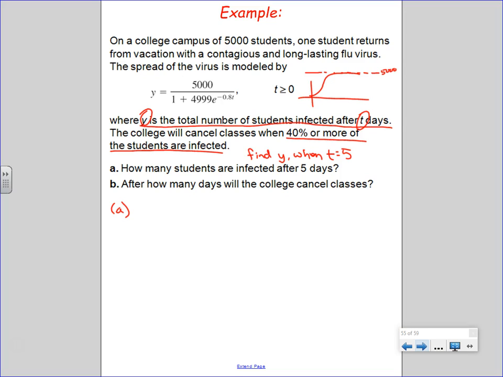Hold on. What's going on for B then? After how many days, find T, will the college cancel classes? When? Hold on, this is kind of hard. How many kids are sick if the college is canceling classes? 40%. So Y has to equal 40% of 5,000. Plug it in. Kiddos, when you get to homework and there are words, read it, match the clues with variables, plug and chug carefully.